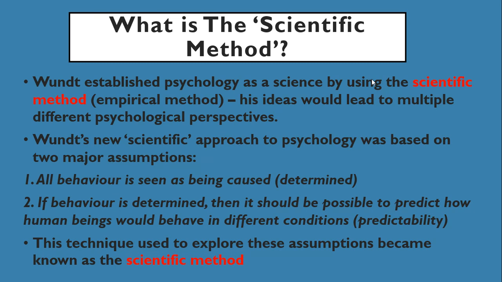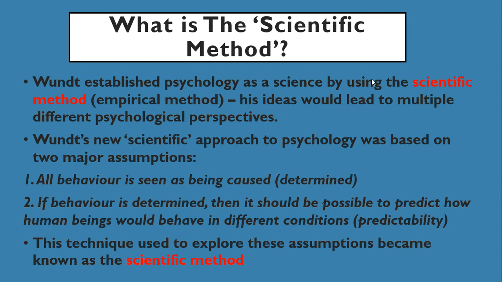So Wundt wanted to establish psychology as a science using the scientific method, and he argued that there were two basic assumptions of psychology, two basic principles. The first thing, that all behavior has a cause. So all behavior is determined by something. Behavior doesn't happen by chance. It's not by luck. Behavior is determined. It is pre-caused by an event. So X will always cause Y.